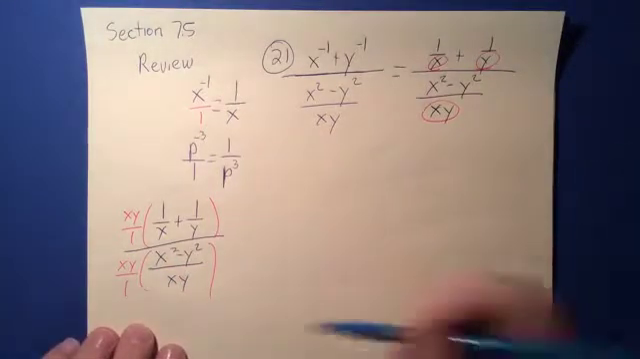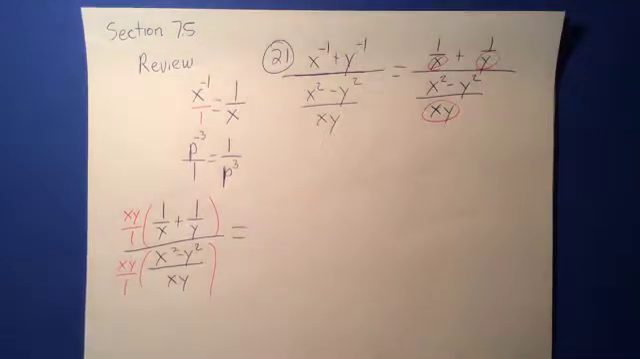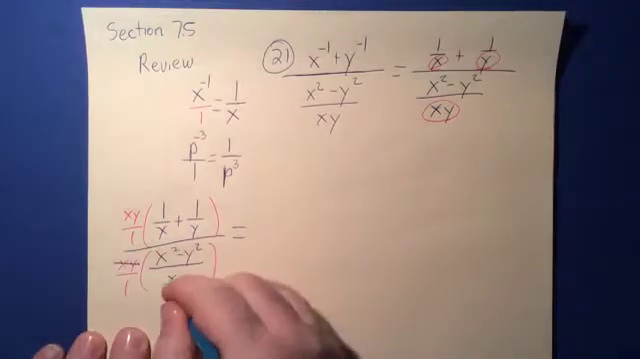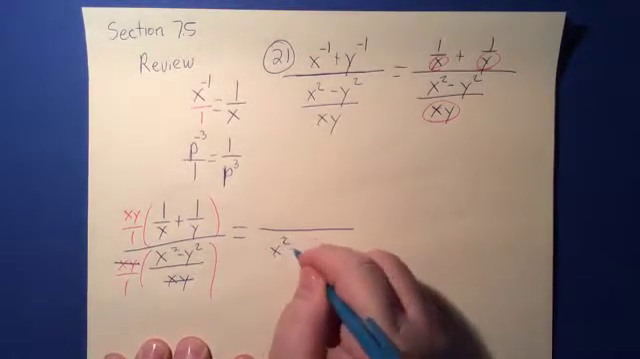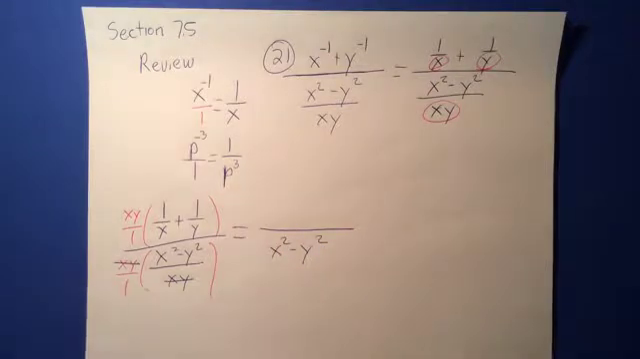Now, this is the first time I'm going to do this without actually showing all of the distribution work. I've shown plenty of examples of it. If you need further assistance with this in class, don't be afraid to ask. But in the bottom, this simplifies quite nicely by reducing the x and y, leaving me with a quantity of x squared minus y squared here.